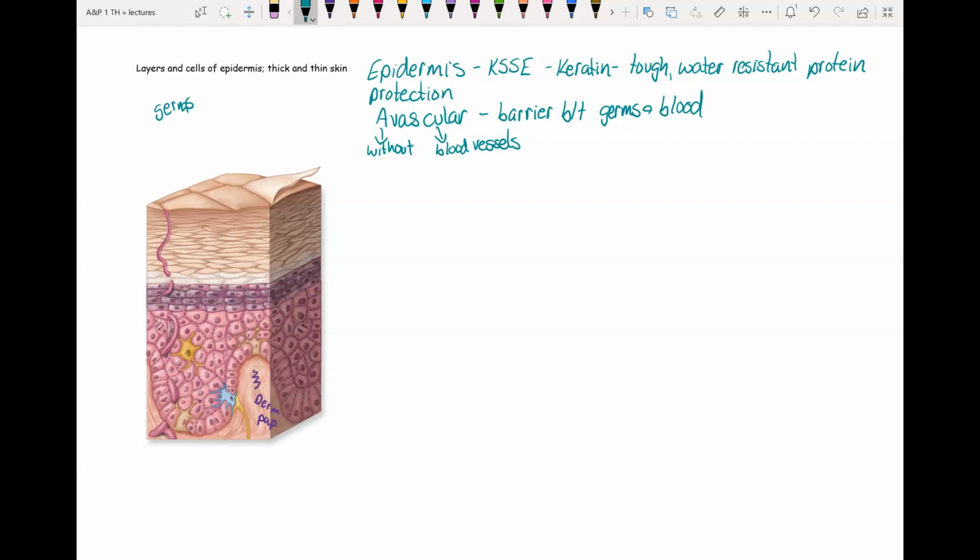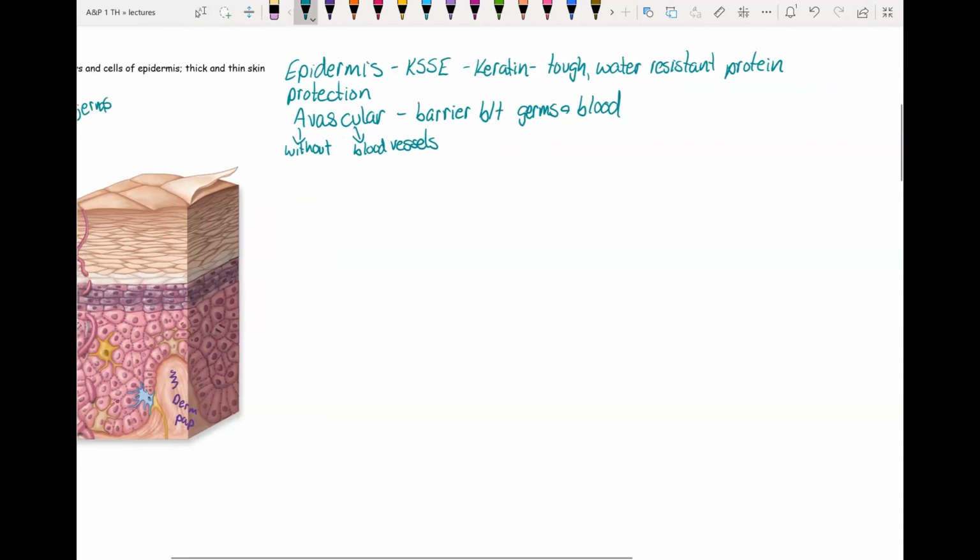Another reason to not have blood vessels in the epidermis is because then you would bleed all the time. You're constantly bumping into things, scraping against things, things touching your skin. The epidermis takes a lot of damage. And it doesn't bleed all the time because there's no blood there. If you had blood vessels in your epidermis, every little bump, every little scrape would bleed. So this also prevents blood loss from small things.